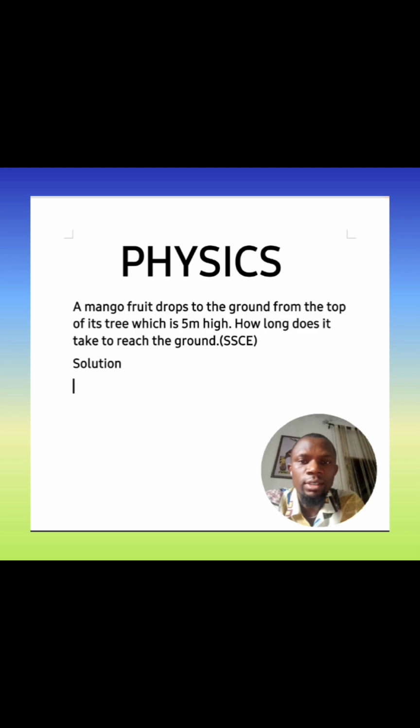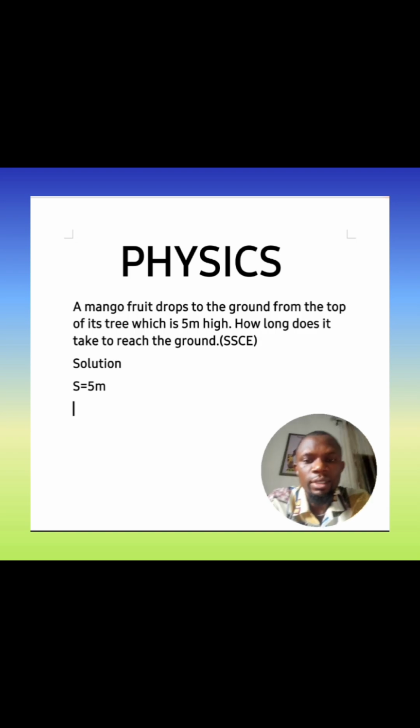Like I normally do, as I'm going through the question, I'll be bringing out the parameters involved, which will definitely help us bring out the formula from the problem before us. A mango fruit drops to the ground from the top of its tree, which is 5 meters high. That means my distance is given as 5 meters. How long does it take to reach the ground? That means I'm looking for my time. My time is what I'm looking for. The time is unknown.